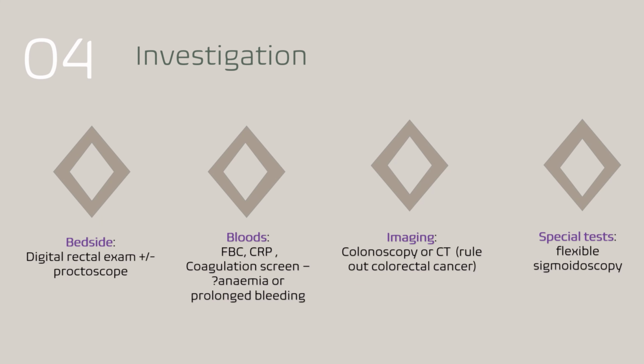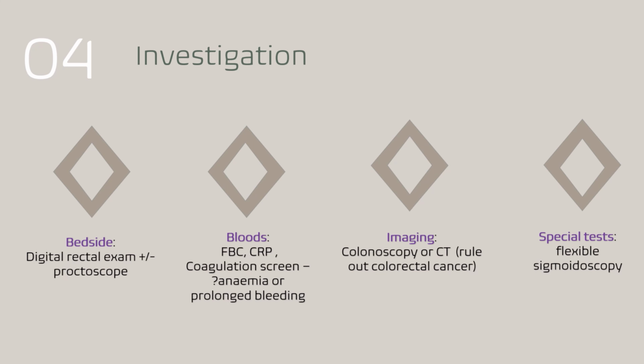So how do we diagnose hemorrhoids? Well, if we split up our investigations into 4 categories: bedside, bloods, imaging, and special tests. The bedside investigations are crucial, so it's important to do a digital rectal examination in anyone presenting with PR bleeding. Now, when we perform the digital rectal examination, we may be able to pick up the hemorrhoids straight away. If not, that's when proctoscopy is useful.